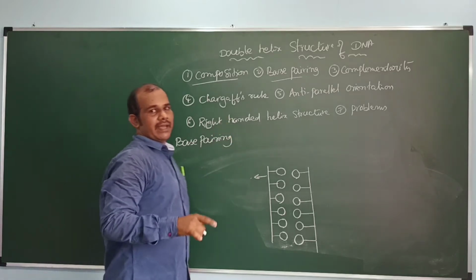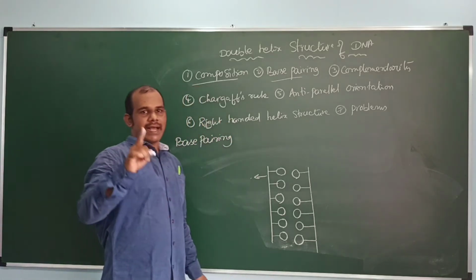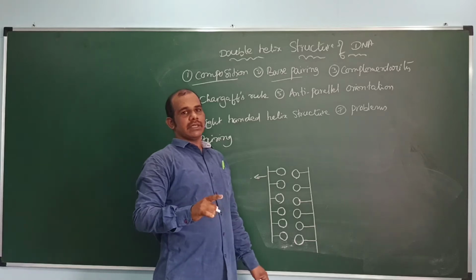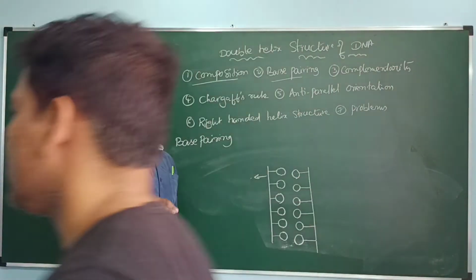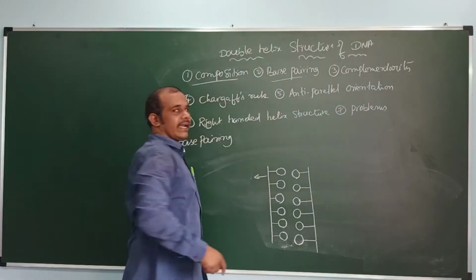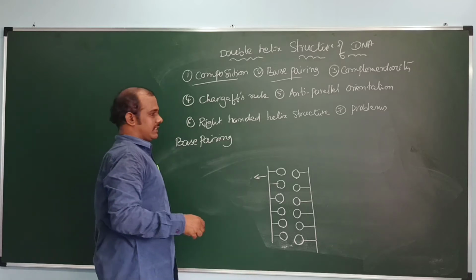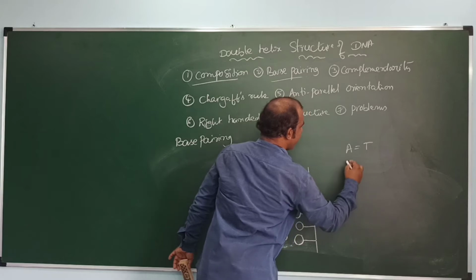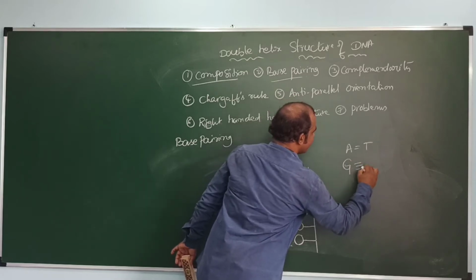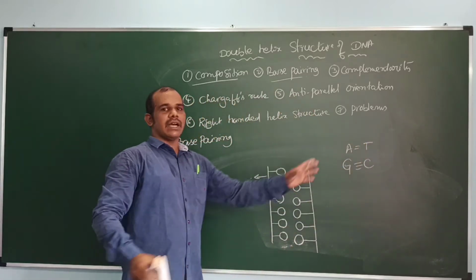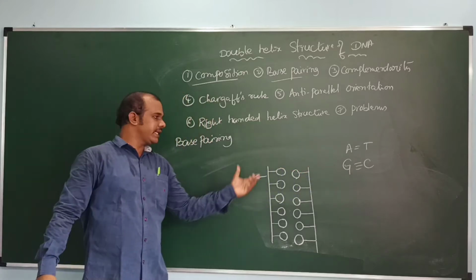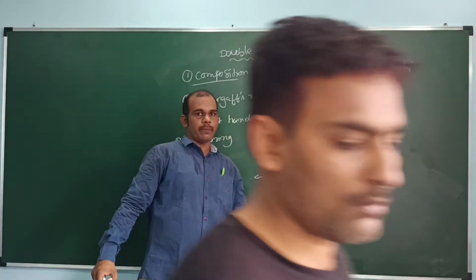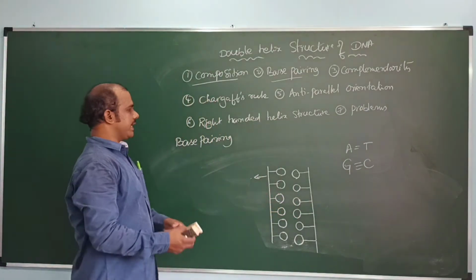As we mentioned earlier, each nucleotide has one nitrogen base. Thus, there are four bases present in the two polynucleotide chains of DNA. Those are adenine, thymine, guanine, cytosine. These are the four nitrogen bases present in the two polynucleotide chains of DNA.